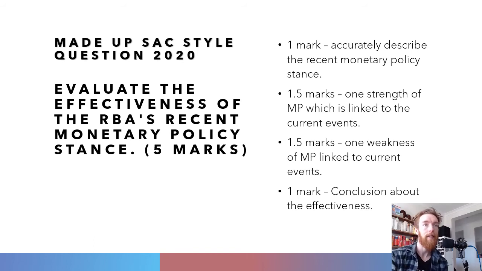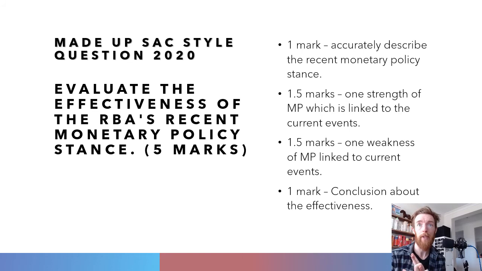Evaluate the effectiveness of the RBA's recent monetary policy stance. So very short, but a very big question. So evaluate always being strengths, weaknesses, and a conclusion. I always like at the start of an evaluate question to give a general view or a summary of what you're talking about. And then 1 mark for your conclusion. So how this goes is 1 mark for an accurate description of the recent monetary policy stance, so saying it's expansionary, saying why it's expansionary.